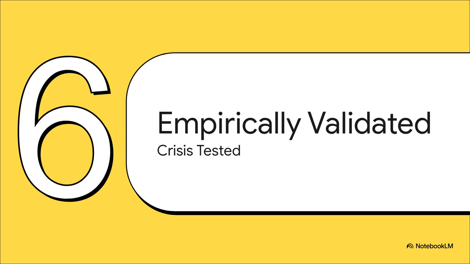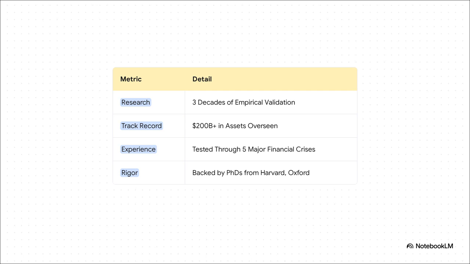So to bring this all together, the AI IntelliCore platform isn't some theoretical model. It is an empirically validated, crisis-tested suite of institutional-grade tools. These are the core proof points. 3 decades of empirical validation. Over $200 billion in assets overseen by our team. A methodology tested and refined through 5 major financial crises. An academic rigor provided by PhDs from the world's most demanding institutions.